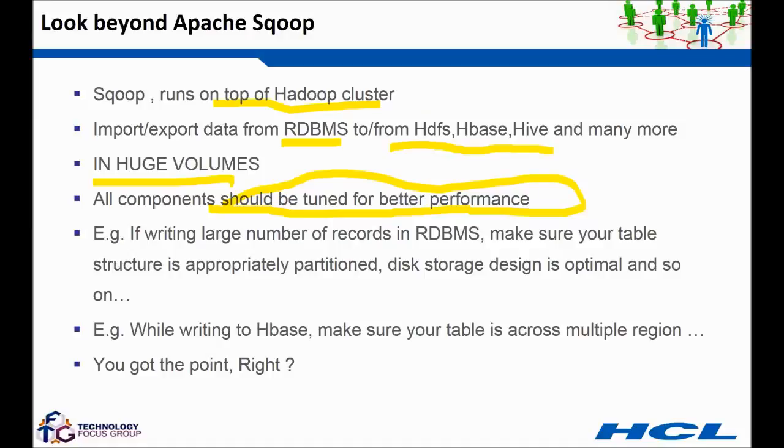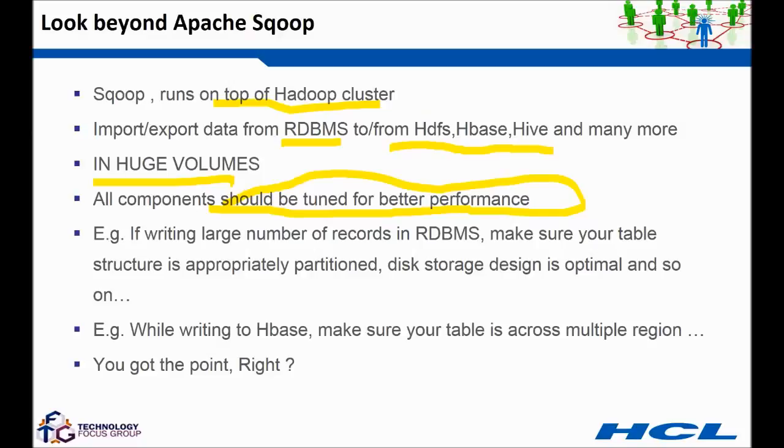So I have to ensure that my RDBMS is designed to handle those concurrent writes, appropriately partitioned so that different partitions are handling the concurrent writes. Disk storage is also optimal, so that all the writes are not internally going to the same physical disk, making that disk itself the bottleneck. So I have to ensure all those components are properly designed for better performance.